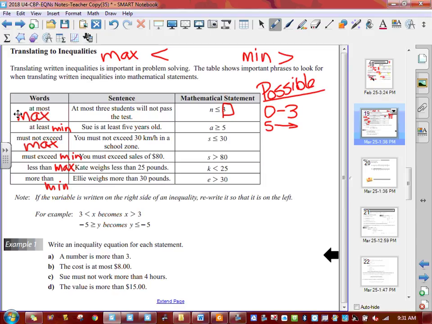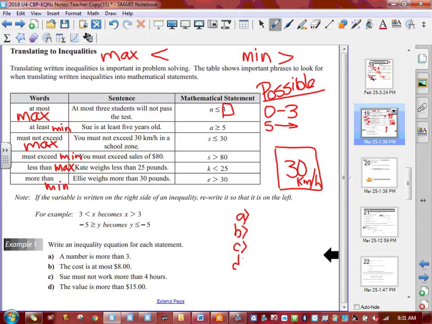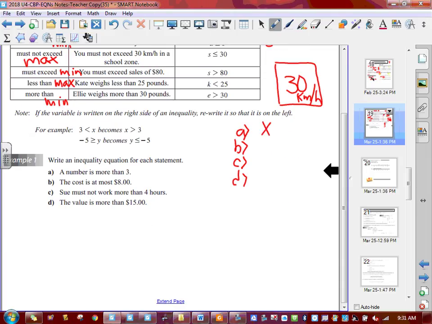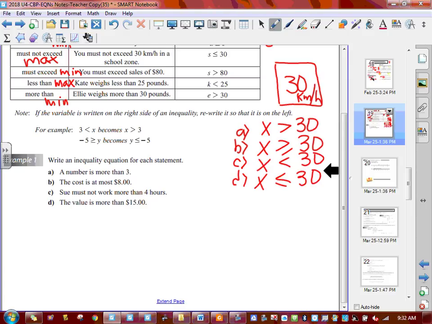On the next one, you cannot exceed 30 kilometers an hour in a school zone. This is a perfect one for a speeding ticket question. There are speeding ticket questions on your PAT that I've seen. They will have this 30 kilometers an hour, and then it's going to say, Susie got a speeding ticket. So what does that mean she was doing? You would have your choices A, B, C, D: Susie was traveling greater than 30, greater than or equal to 30, less than 30, less than or equal to 30. Which one of those would give her a speeding ticket? A, exactly. If she's going more than 30, she's getting a speeding ticket. So this one right there, that's a ticket.